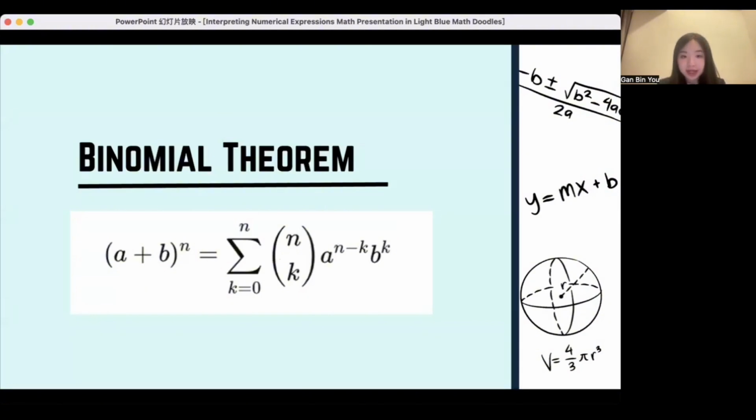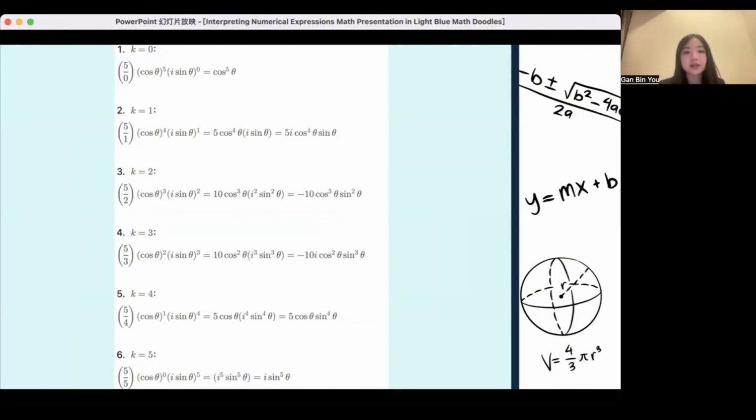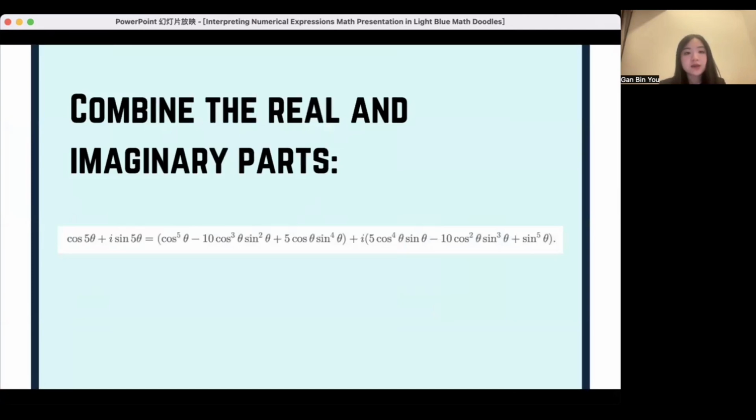According to the binomial theorem, we can get this equation. We can calculate the result from k equal to 0 to k equal to 5. And then we combine the real and imaginary parts together, and we can get this equation, which is the answer to the first question.